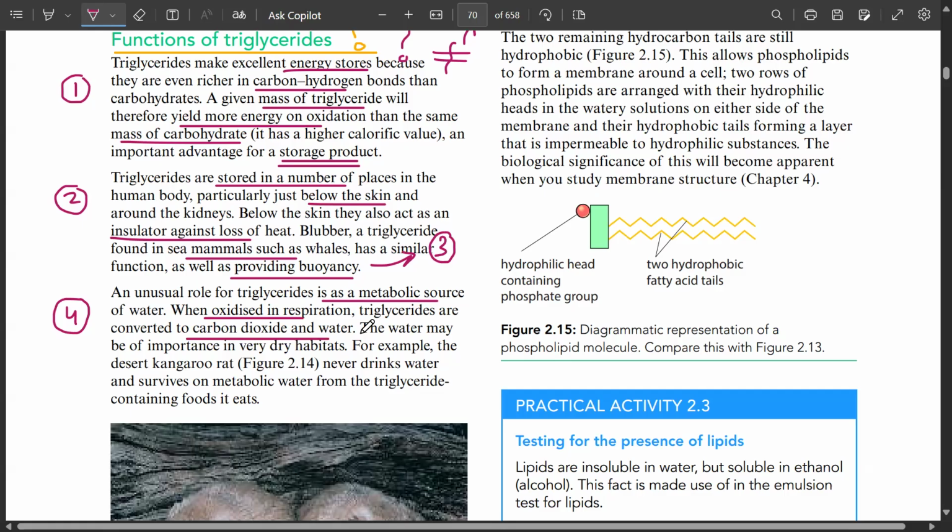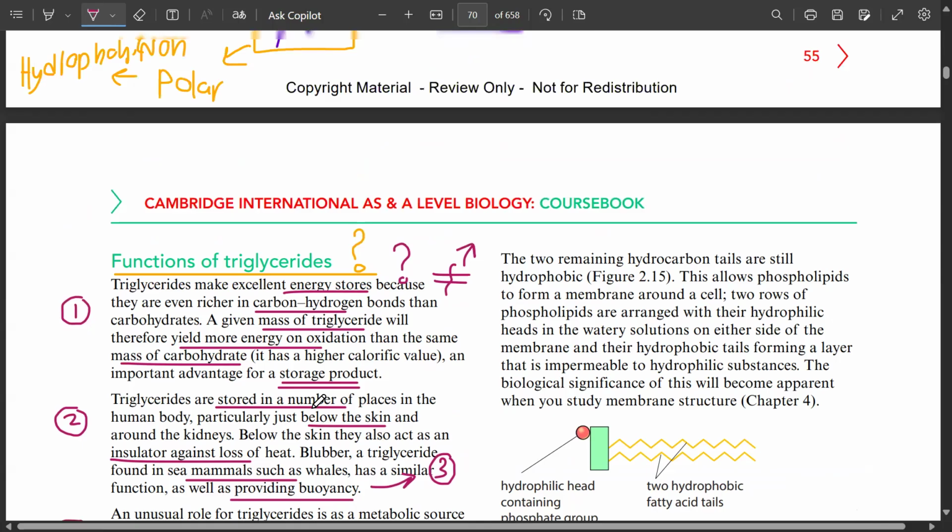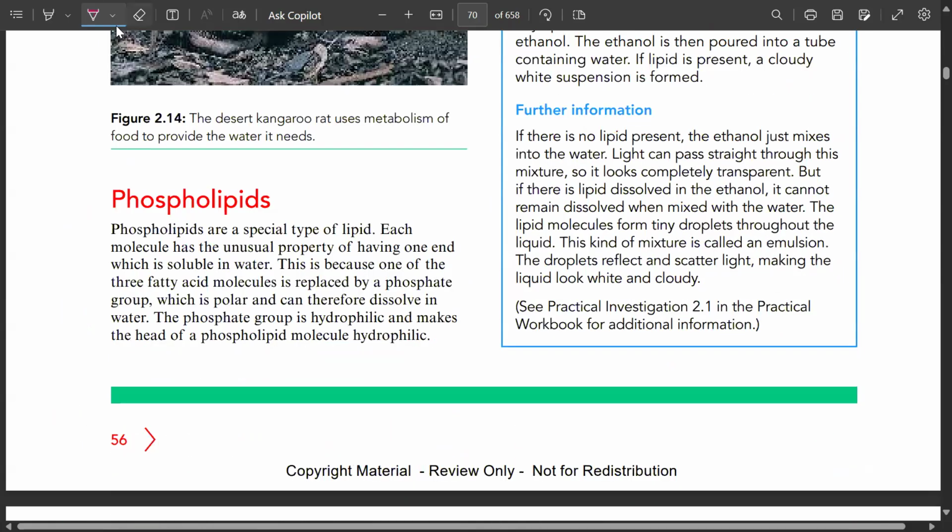How does a person lose fat? When he has already burned all of the glucose in his body in respiration, now comes the turn for fat. That fat is now burned in respiration to produce carbon dioxide and water. The water may be of very importance in very dry habitats as well. For example, the desert kangaroo rat never drinks water and only survives on the metabolic water from the triglyceride containing food it actually eats. Got it?